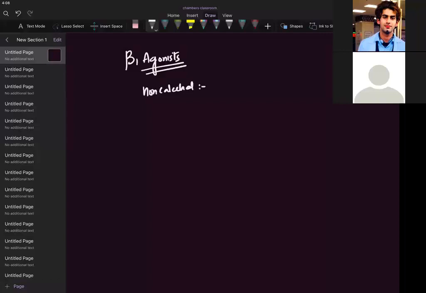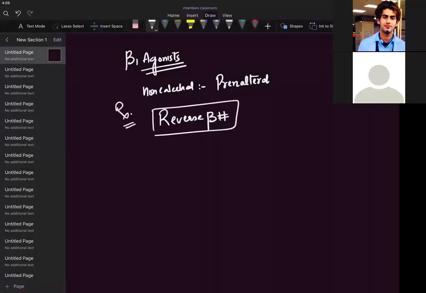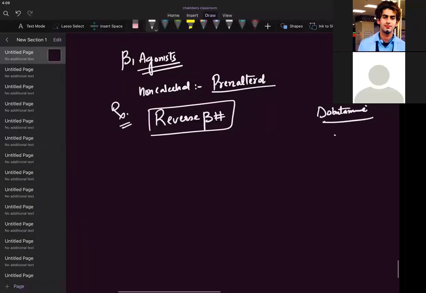Beta 1 non-catechol example: prenalterol. Okay. So it is used for what? To reverse the beta blocker action. Okay. But among catechols, you will say dobutamine. By the way, where were we using dobutamine? We were using it in cardiac decompensation.